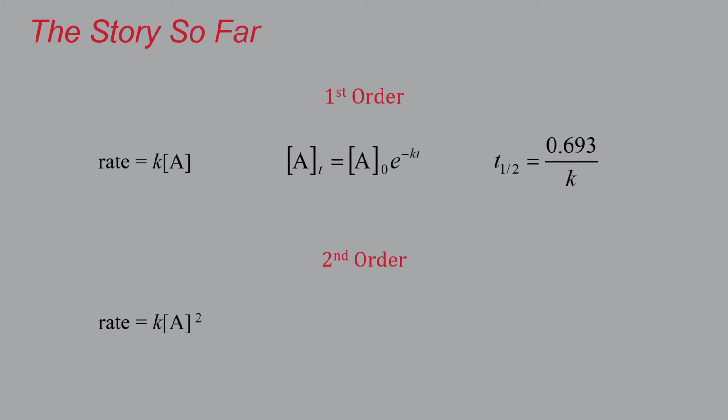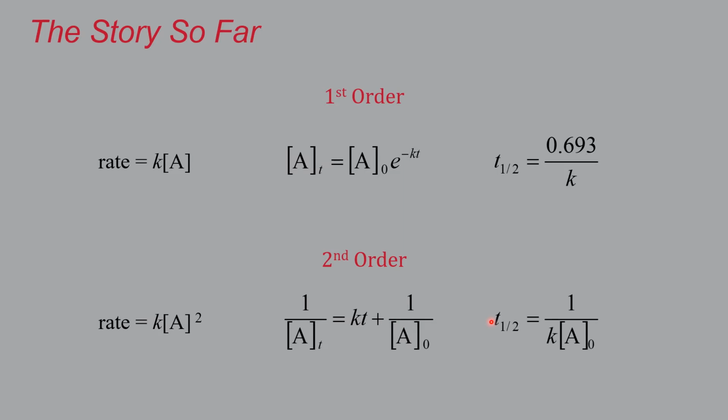The other version that we studied was second order with respect to one component and second order overall. Rate equals k times A squared. This is the second simplest case, and the integrated rate law was quite different, and it is 1 over A, the concentration of A at time t, equals kt plus 1 over the concentration of A0.